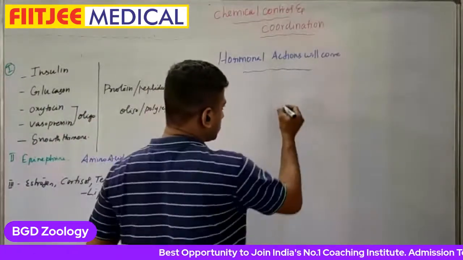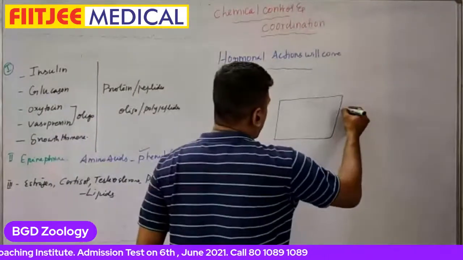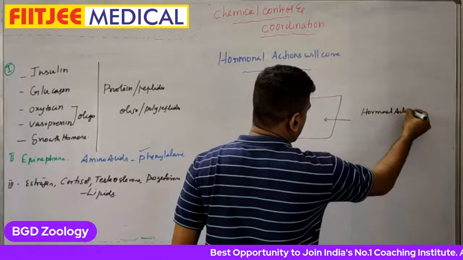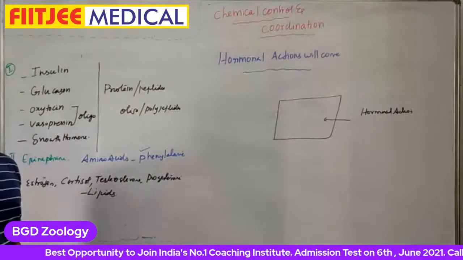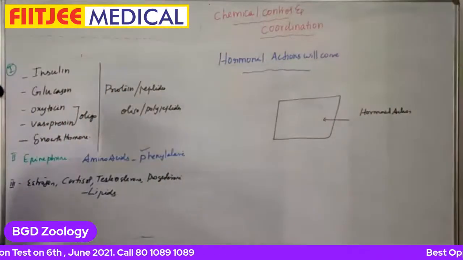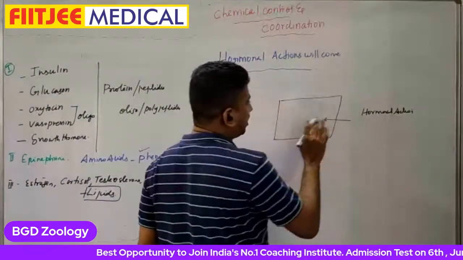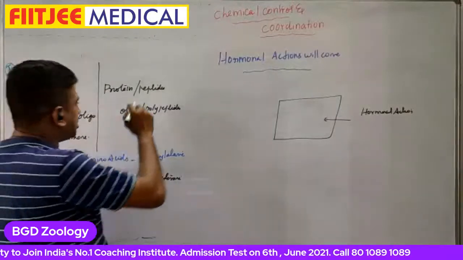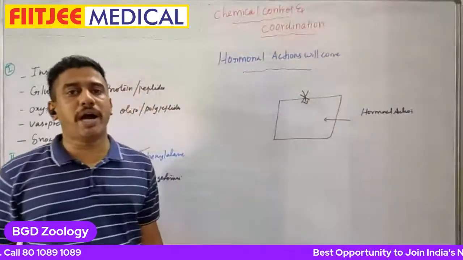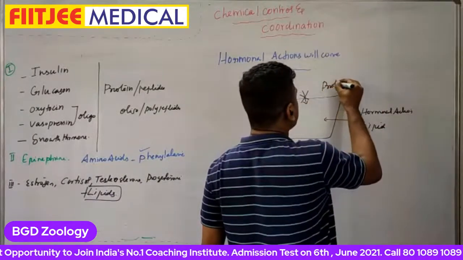So you just consider this is a cell. A cell wants to get the hormonal action. Okay, they want to get the hormonal action. How will that be possible? Because if you consider the lipid hormones, they can go inside the cell and can make the actions. But other hormones that are made up of amino acids and proteins cannot enter the cell membrane because it is made up of a phospholipid bilayer. So lipid hormones can enter, but the protein hormones cannot enter.